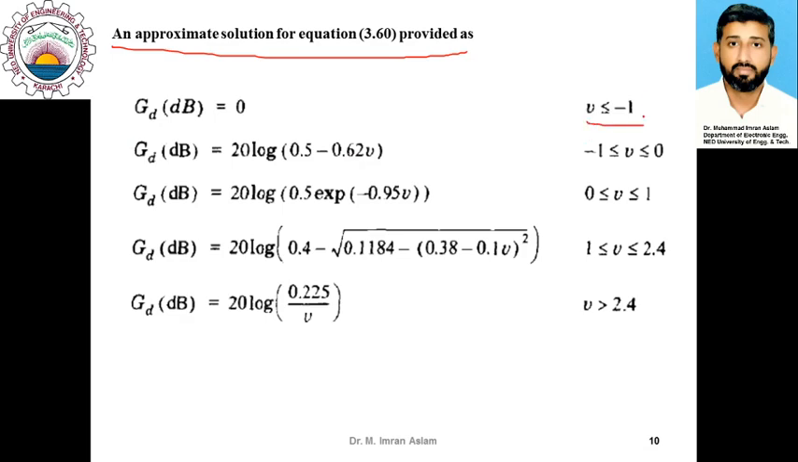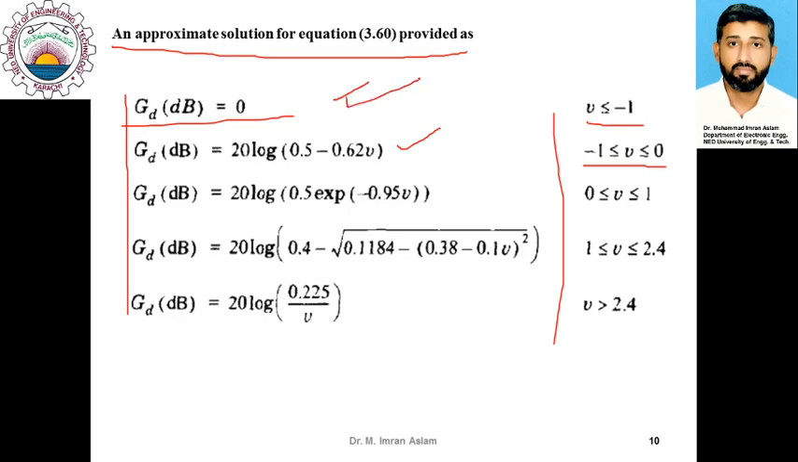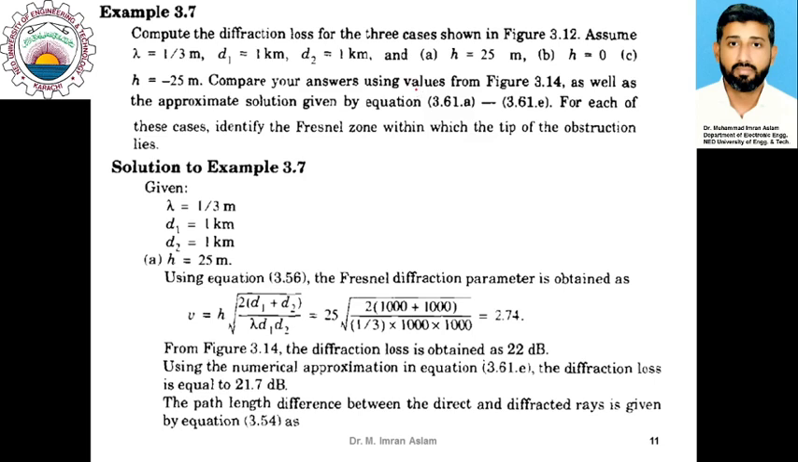For different values of nu, if nu is smaller than -1, then this gain can be taken as 0. If nu is between -1 and 0, the gain is this value, and so on. So for different values of nu, we can estimate the gain, which is illustrated here. Using this relationship, we can calculate the gain, or if we take the negative of that, we will calculate the loss as well. So let us take some problems related to this diffraction loss.